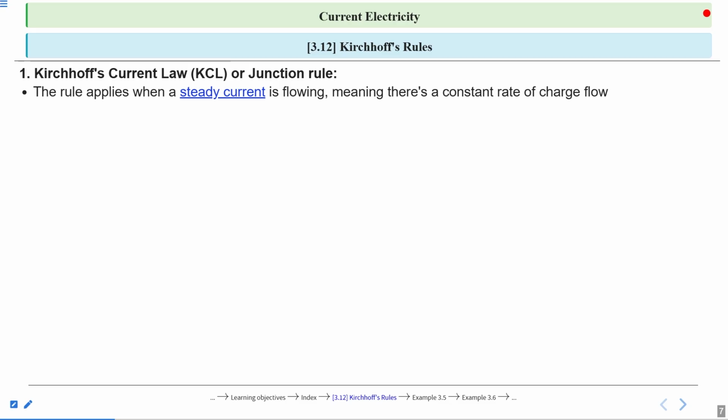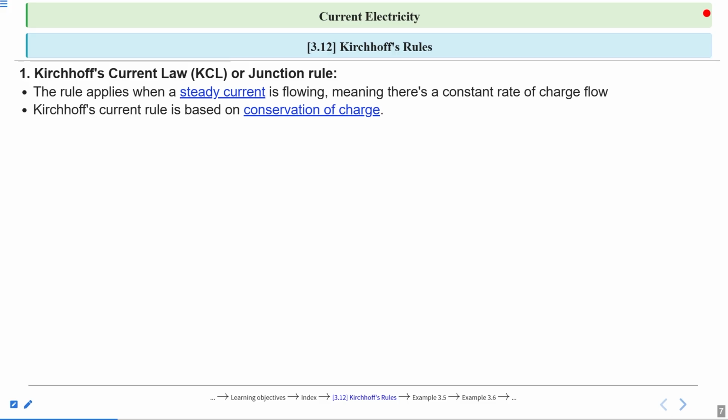The current leaving the junction may be more than or less than the entering current in the case of non-steady currents, if the current is changing in the wire with respect to time. But this rule applies only for steady currents, when there is a constant current in the circuit, meaning there is a constant rate of charge flow. The rate of charge flow with respect to time is current, so a constant rate of charge flow means there's a steady current in the circuit.